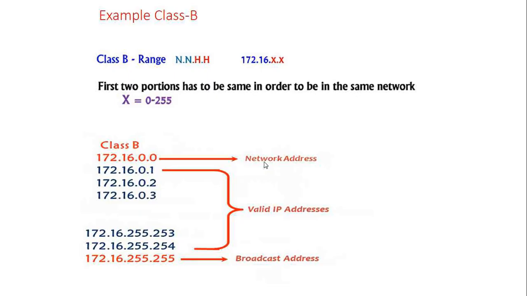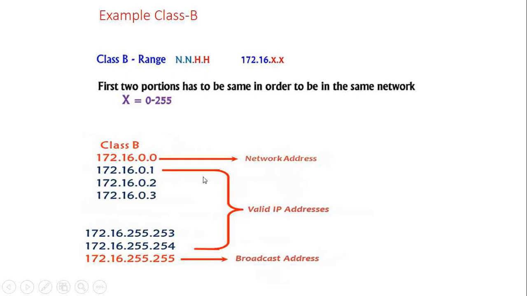In class B, the first 2 octets are the network portion and the second 2 octets are the host portion. So in this example, let's say 172.16.0.0. This will be the first value, which is reserved and called the network ID, and the last would be 172.16.255.255, the broadcast address. In between, you have lots of values: 0.1 to 0.255, then 1.0 to 1.255, then 2.0 to 2.255, and it goes on to 255.0 to 255.255. So it has more hosts.